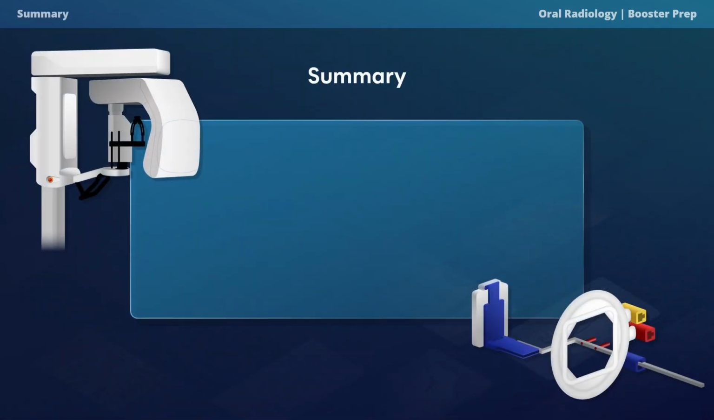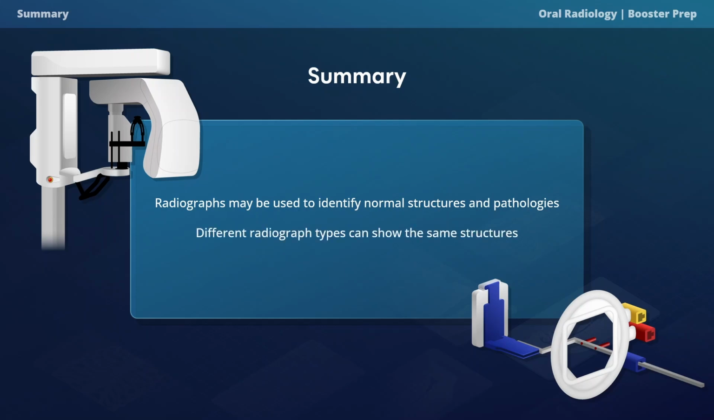As we come to an end, let's do a quick recap of what we went over in this video. The first point, radiographs may be used to identify normal structures and pathologies. And the second, different radiograph types can show the same structures.